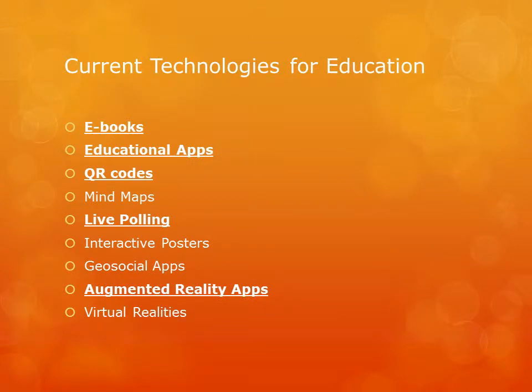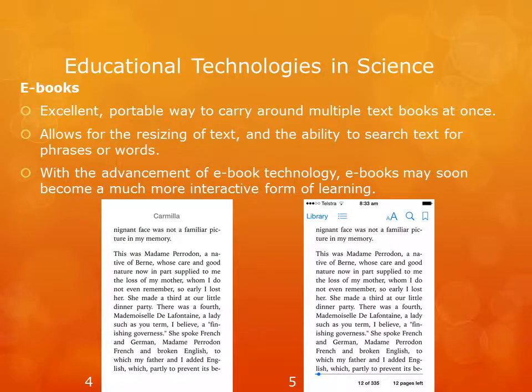I will be focusing on how the 5 underlined categories can be used to enhance learning. Ebooks allow for a simple and portable way to carry historically heavy and bulky textbooks, making learning more accessible at any time. They also allow for the resizing of text and the searching of a book for a certain phrase, both of which are not available in physical copies of a book.